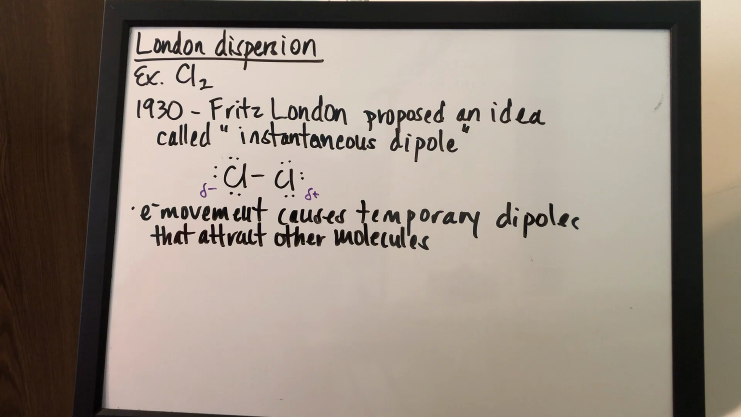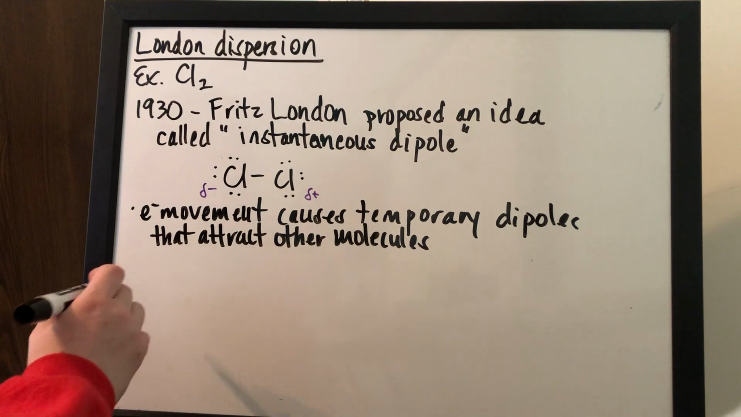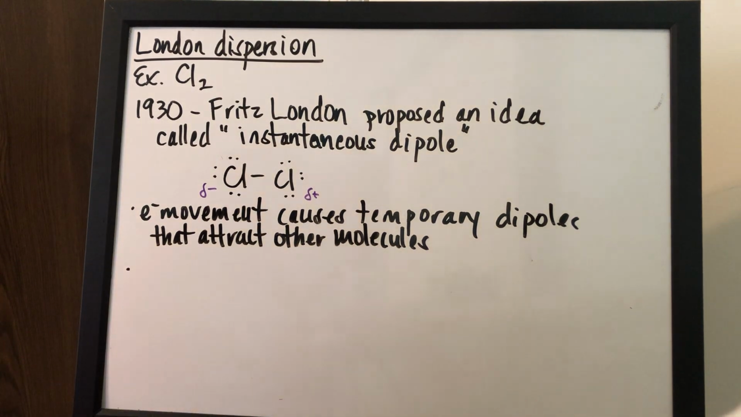Now, as you can imagine, these dispersion forces aren't super strong, because they're not even really partial charges. They're very temporary partial charges, so they're fairly weak. Actually, they're the weakest intermolecular force we've discussed so far. Now, that being said, the more electrons something has, the bigger its dispersion forces are.